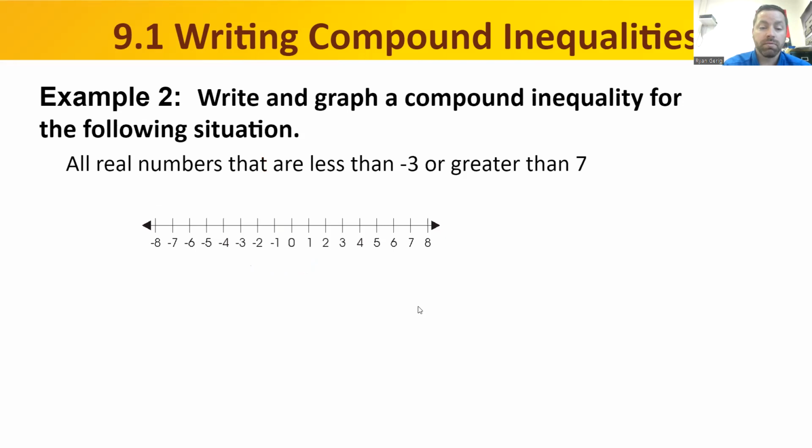Let's try an or. All real numbers that are less than -3 or greater than 7. So less than -3 would be an open circle at -3, shade to the left. Greater than 7 would be an open circle at 7 and shade to the right. And how do we write this? Well, there's no special way of using or. It's x is less than -3. You've got to use the word or here. x is greater than 7. There's no way of combining those. You can only combine them special with the word and.